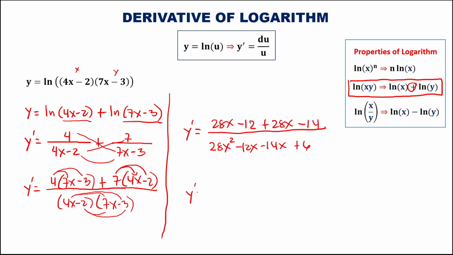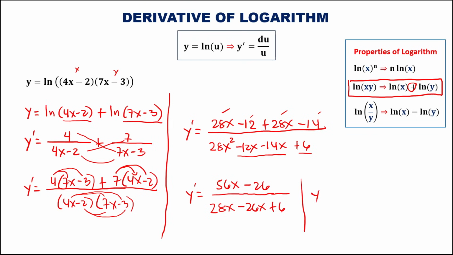Then combine like terms. For this, positive 28x and positive 28x is positive 56x, and negative 12 and negative 14 is negative 26. Then for the denominator, we have 28x squared, then negative 12x and negative 14x is negative 26x, then we have this positive 6.